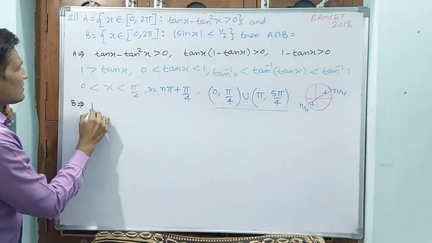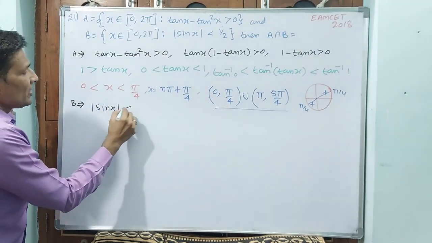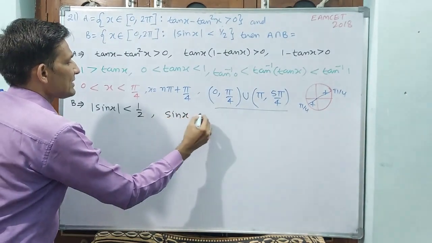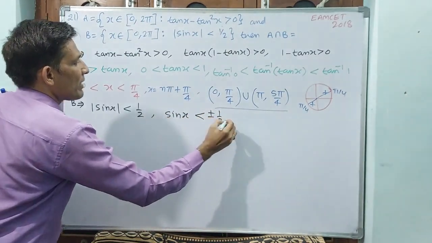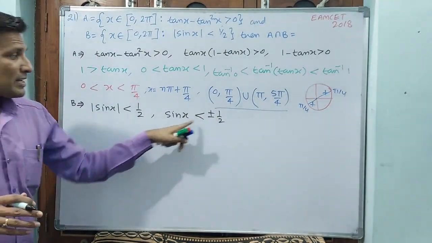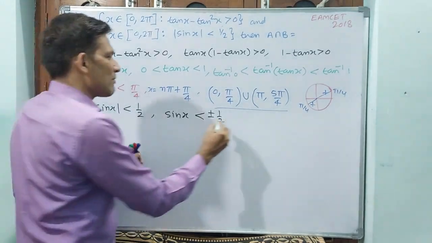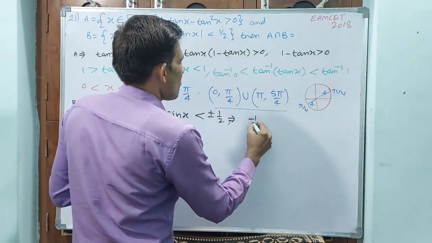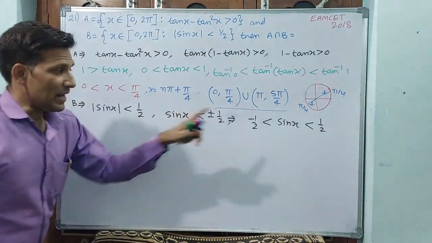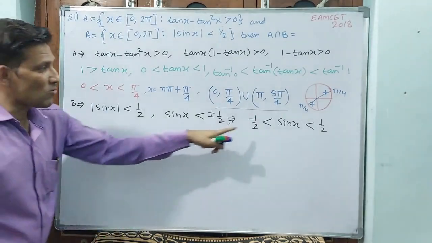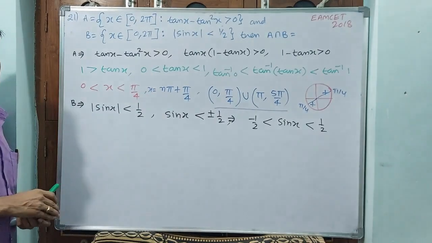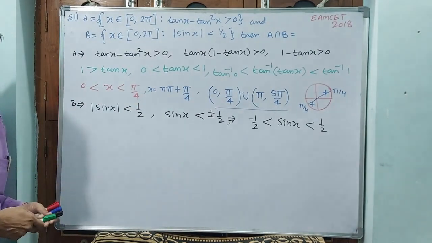B means modulus sin x is less than 1 by 2, or else sin x is between plus or minus 1 by 2. Shall I write like this? Why? Because if you remove the modulus, plus or minus you have to apply. See how I am applying. This implies I am keeping minus 1 by 2 less than sin x less than plus 1 by 2. Like this you have to write. Sin x is greater than minus 1 by 2 but less than plus 1 by 2. Like that you have to write.